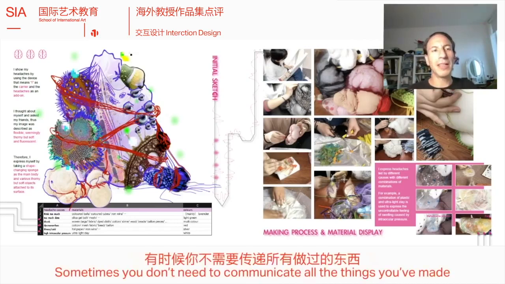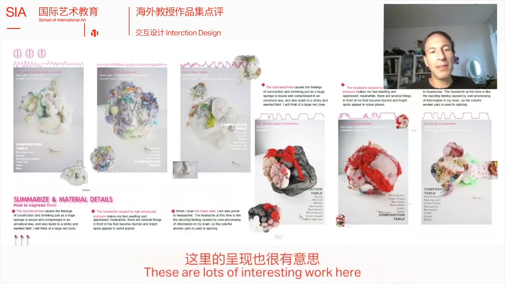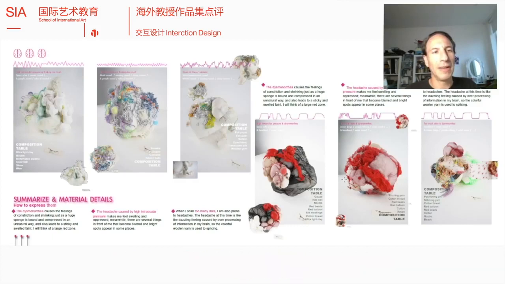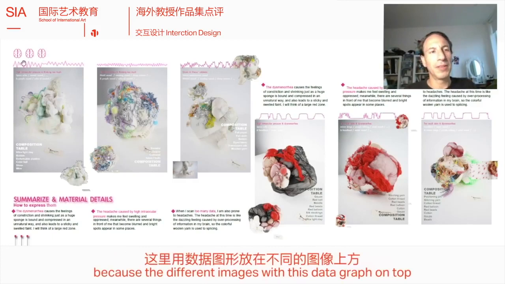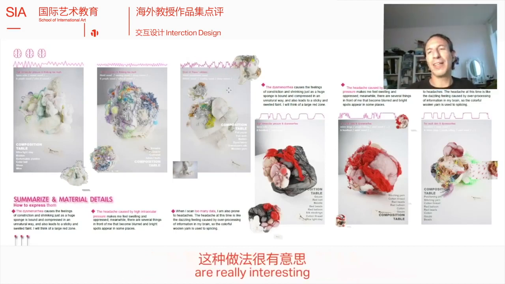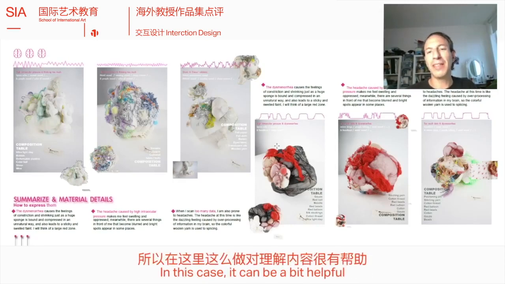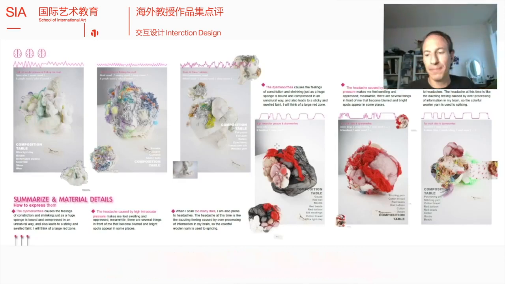Okay, you don't need to communicate all the things that you've made, you just need to communicate some of the most interesting things. And there's a lot of interesting work over here. I can see from the different colors, it's very intriguing. And here I think maybe this layout works a bit better, because the different images with this data graph on top are really interesting. When they're all side by side, we start to get a sense of what this means. So in this case, more can be a bit helpful because it shows a collection of different objects.